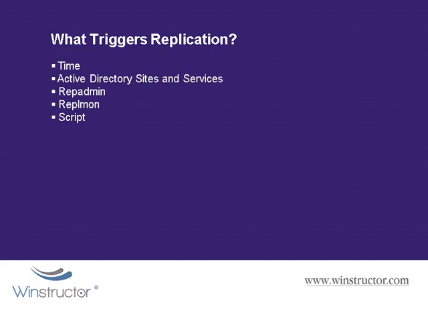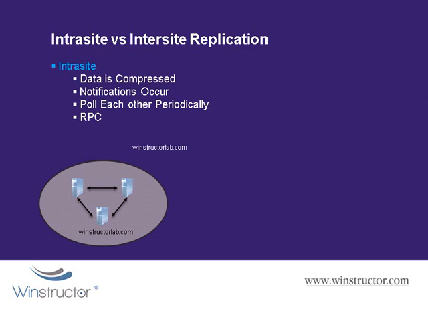Now, if a domain controller doesn't have any changes to replicate, it won't tell its partners that it doesn't have any changes, it just sits there and remains quiet. But if there's been no replication occurring within an hour, it'll contact its partners just to ensure that they're still up and responding. Active Directory replicates information in two ways, either using intra-site or inter-site replication.